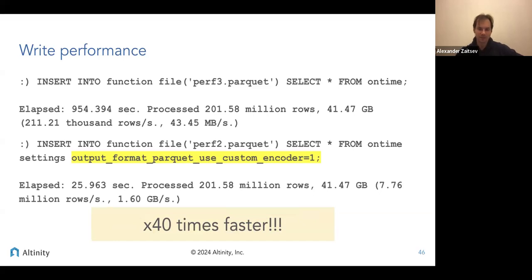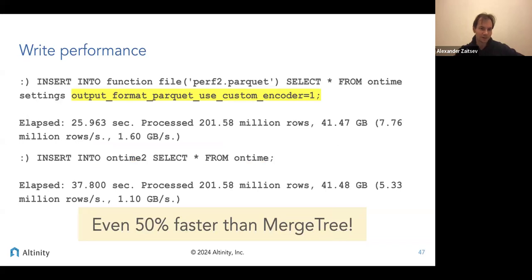but 40 times faster. 40 times probably because my machine that I use for those tests is 32 vCPUs. But it is even more than 32 times faster, 40 times faster. I was actually impressed. In 25 seconds, I could write the full Parquet file back to the file system. And you know what? It is even faster than inserting table to exactly the same table. So writing to Parquet using this custom encoder is even faster than writing to merge tree. Almost 50% faster. I was also impressed.